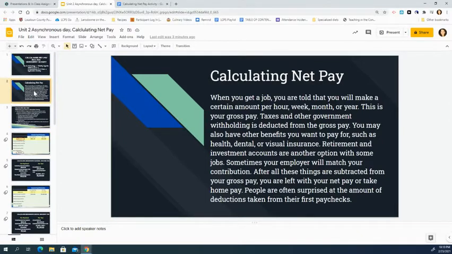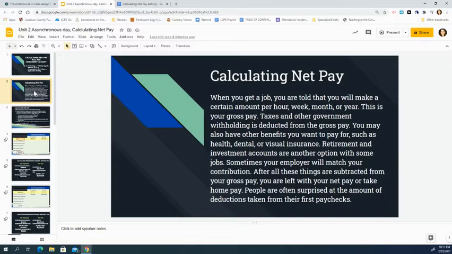Just a couple of things to get your mind thinking here. When you get a job, you're told that you will make a certain amount of money per week, per hour, per month, or per year. This is your gross pay. Taxes and other government withholding are deducted from your gross pay. You may also have other benefits you want to pay for, such as health, dental, or vision insurance. Retirement and investment accounts are another option with some jobs. Sometimes your employer will match your contribution.